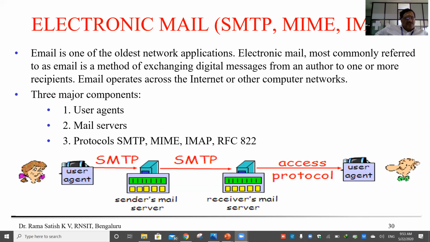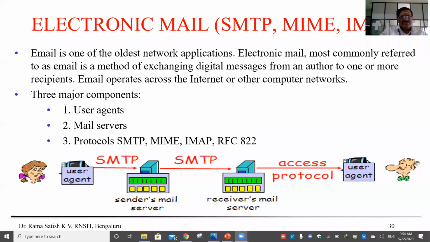So you can have protocols: the SMTP protocol, MIME (Multipurpose Internet Mail Extensions), and Internet Mail Access Protocol. So it is an access RFC also. RFC 822 is also an access protocol to access the mail. So that is what we can certainly have.